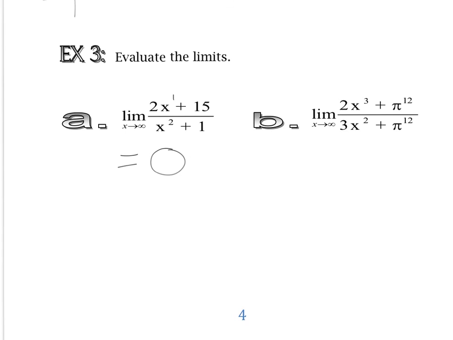So, what are we looking at here? We're looking at the fact that the degree is higher on top. And again, when the degree is higher on top, that means we're approaching infinity. And since all these values are positive, we're approaching positive infinity. That's really all there is to it.